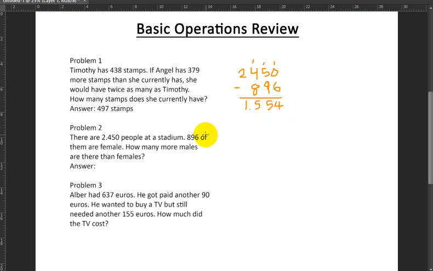But that's just the number of boys. The question isn't how many boys are there. The question is how many more boys than girls are there. So I need to find the difference between boys and girls. Now, immediately when you hear the word difference, the operation that should come to mind is subtraction, because the difference is the result of a subtraction. Just like the sum is the result of an addition, and the product is the result of a multiplication.